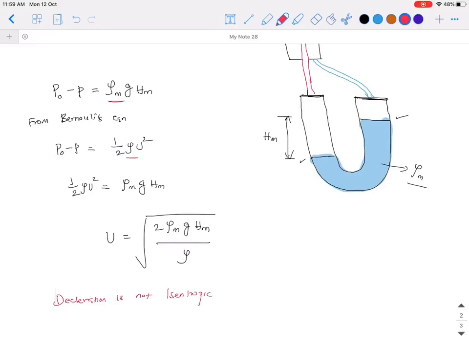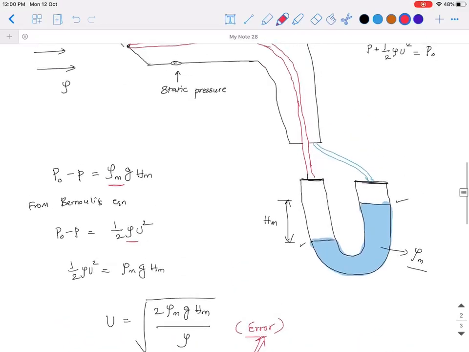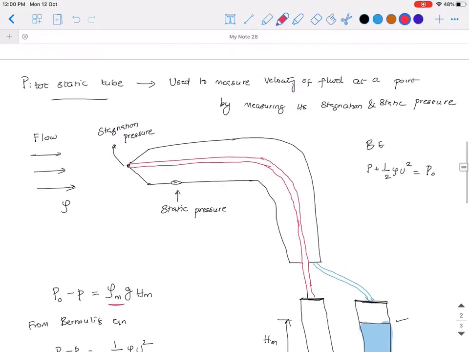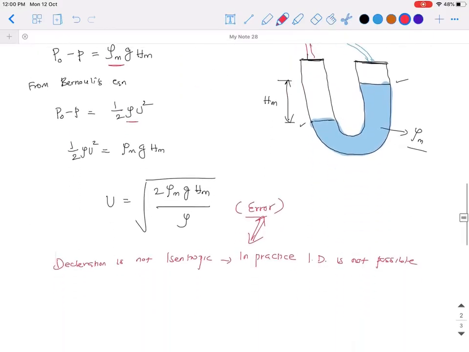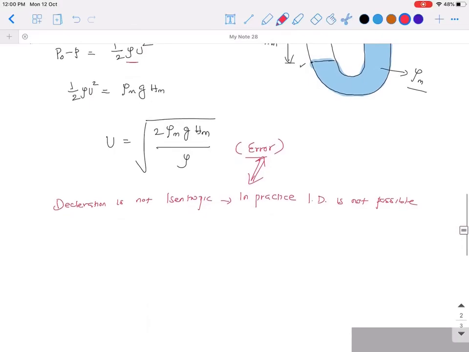In practice isentropic deceleration is not possible. As a result there is an error in the computation due to this fact. The discussion of the error is beyond the scope of this course, but what you need to know is how Bernoulli's equation is used in the pitot static tube, which is used to measure the velocity of a flowing fluid.